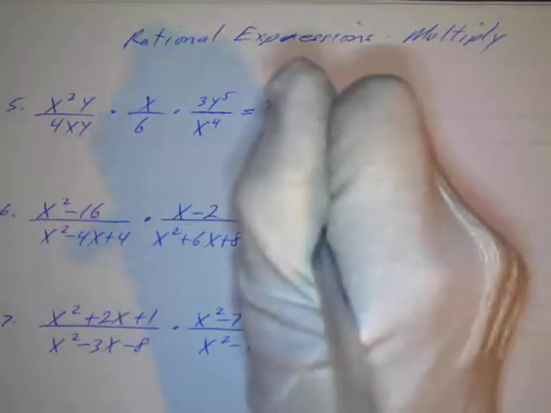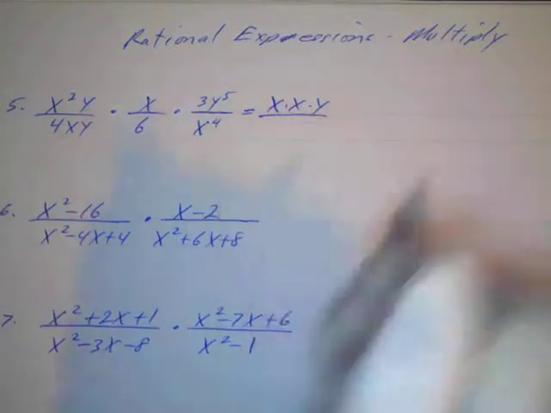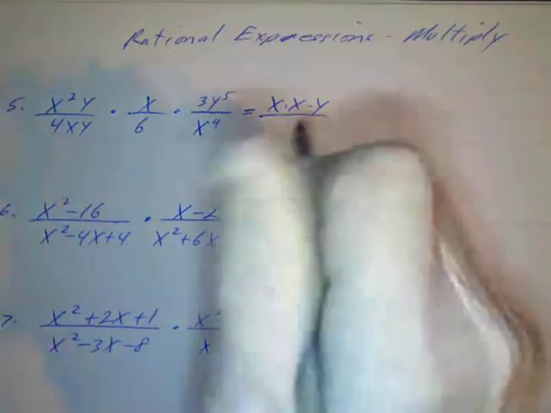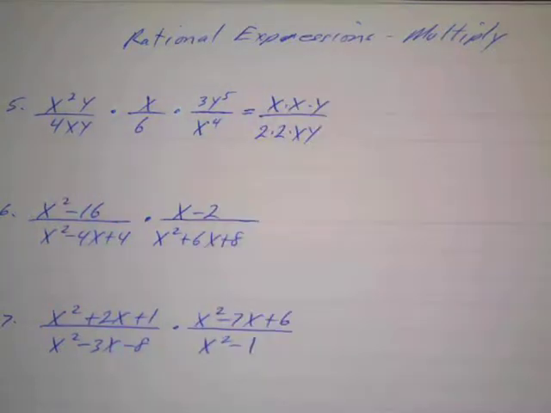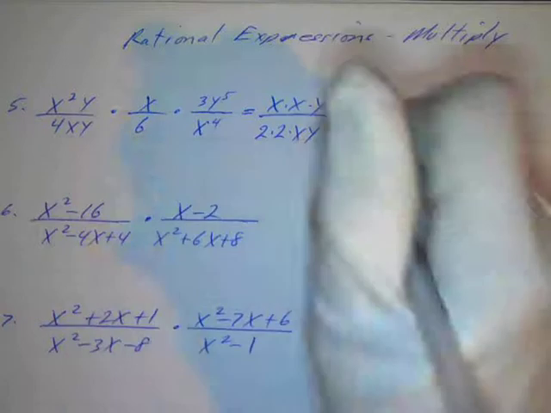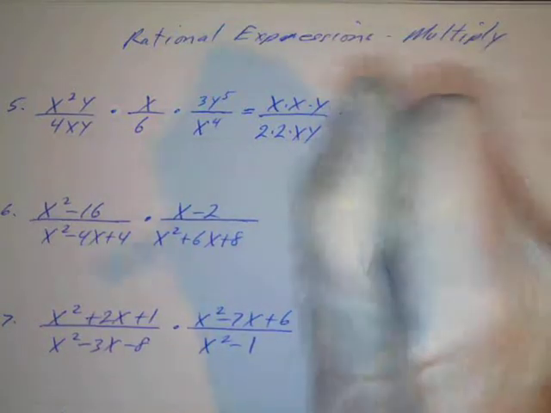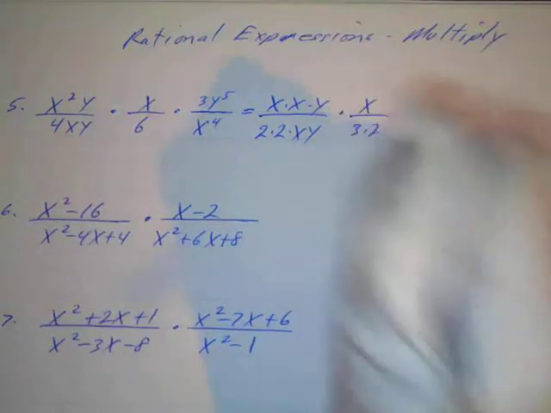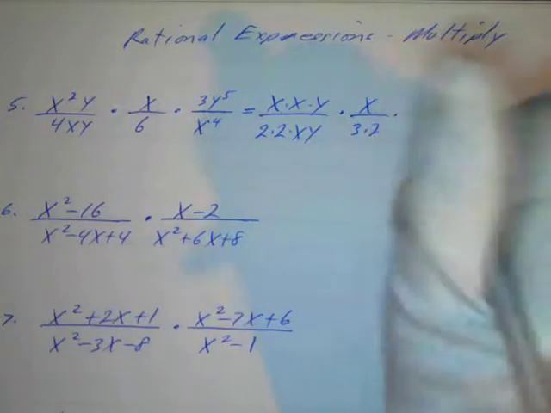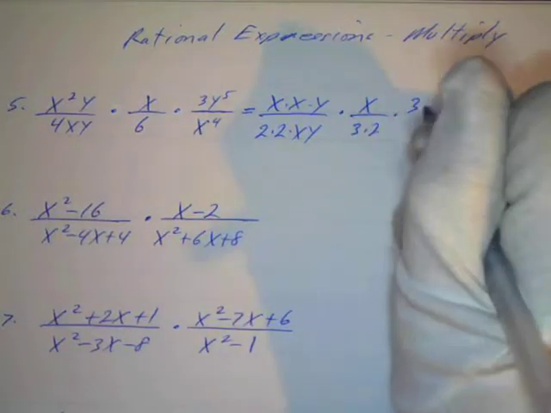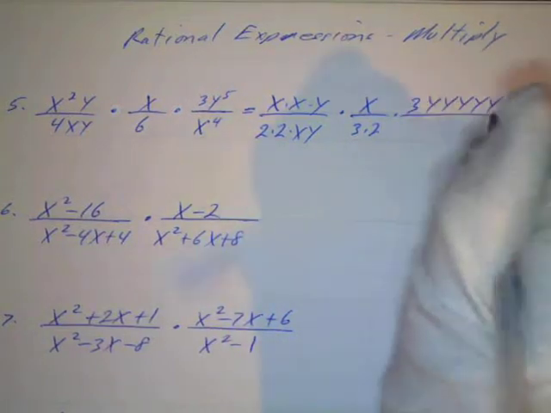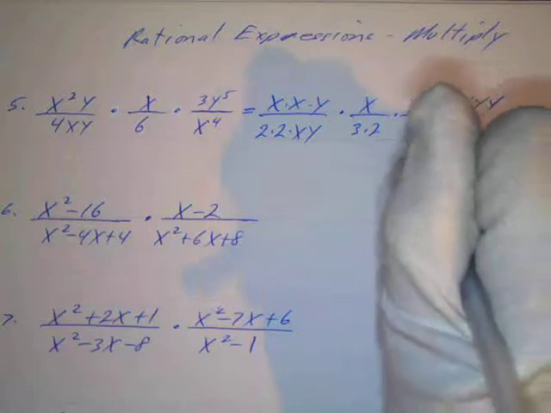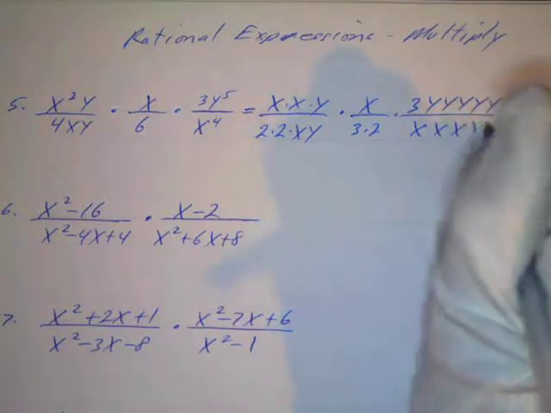So this is x squared, which is x times y. So I got x, y, and on the bottom I've got 4, which is 2 times 2, xy. So I just factor everything out. Over here I've got x on the top, and on the bottom I've got 6, which is the same thing as 3 times 2. And over here I've got 3, and I've got 5 y's all over 4 x's. X times x times x times x.